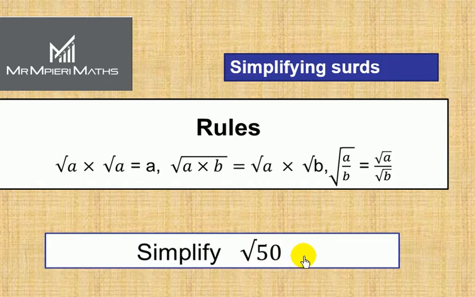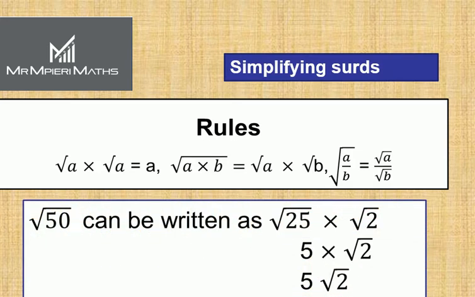Simplify root 50. The key important thing to note here is to split this root 50 into a perfect square root and a surd. So we can write root 50 as root 25 times root 2. Root 25 is a perfect square root because we know that root 25 is 5, and then root 2 is a surd. So 5 times root 2 gives 5 root 2.